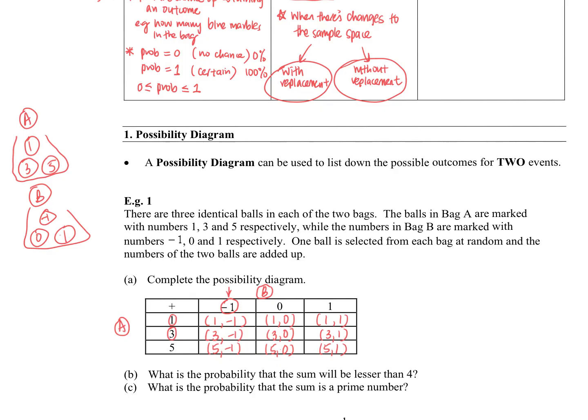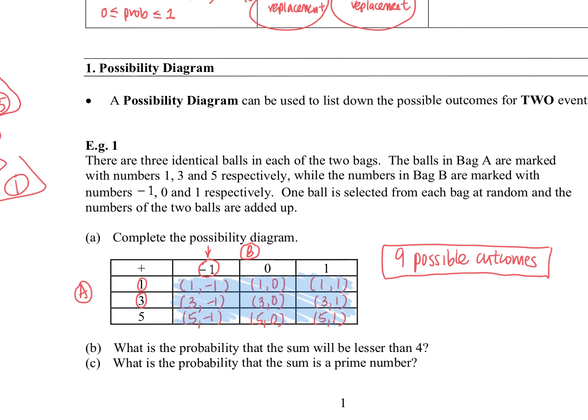Okay, you will realize that there is actually a total of 9 possible outcomes. Why 9? Because there's 9 of them here. So a possibility diagram is one way you can list out all your outcomes. Okay, then they say this word.